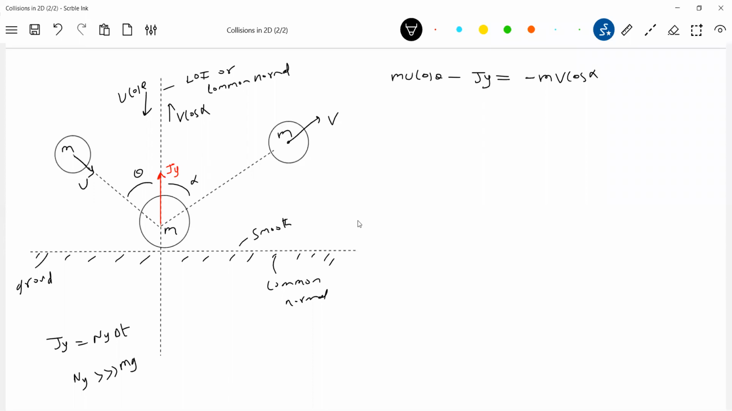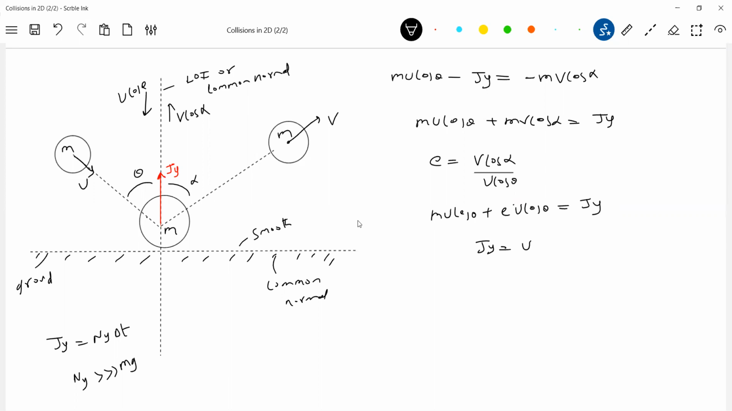Fine. So there's one equation, you keep it. This will be mu cos theta plus mv cos alpha equal to Jy, the impulse by the ground. Let's come to the coefficient of restitution formula: rebound speed by incident speed. So let me substitute v cos alpha above. So this will be mu cos theta, u cos theta equal to Jy. So Jy is equal to mu cos theta (1 plus e).